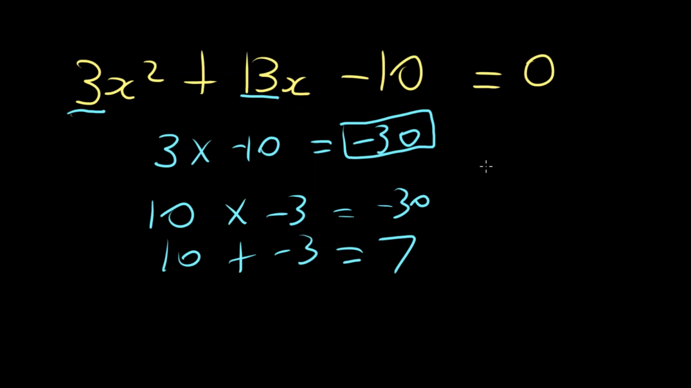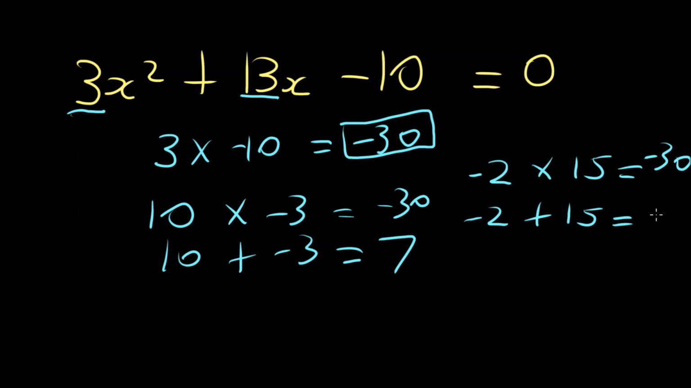15, because it's positive 13, I'll know that'll be positive 15. It has to be the higher one positive, doesn't it? So how about minus 2 times positive 15 equals minus 30. Minus 2 plus 15 equals 13, right? So that's correct. So the two factors are minus 2 and 15.